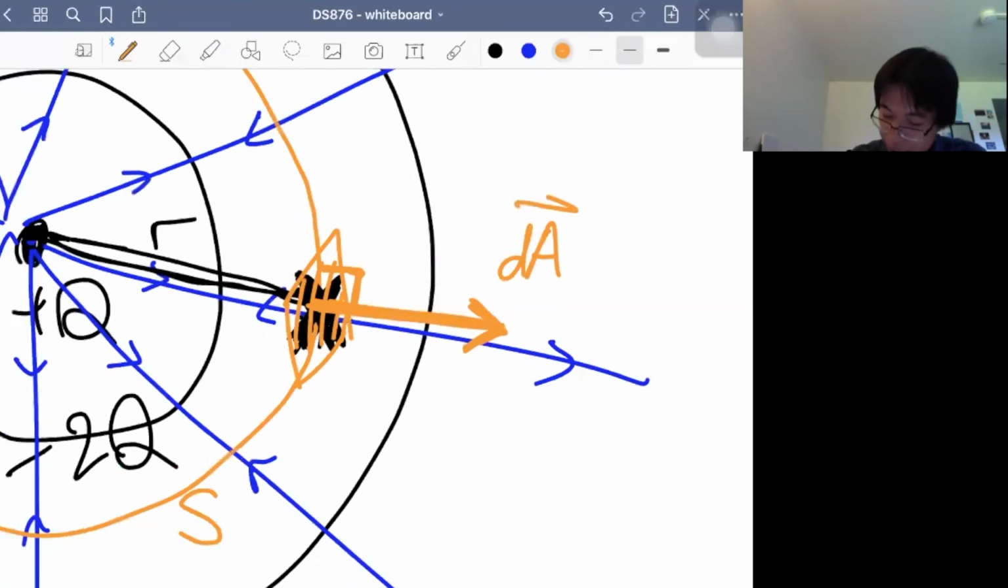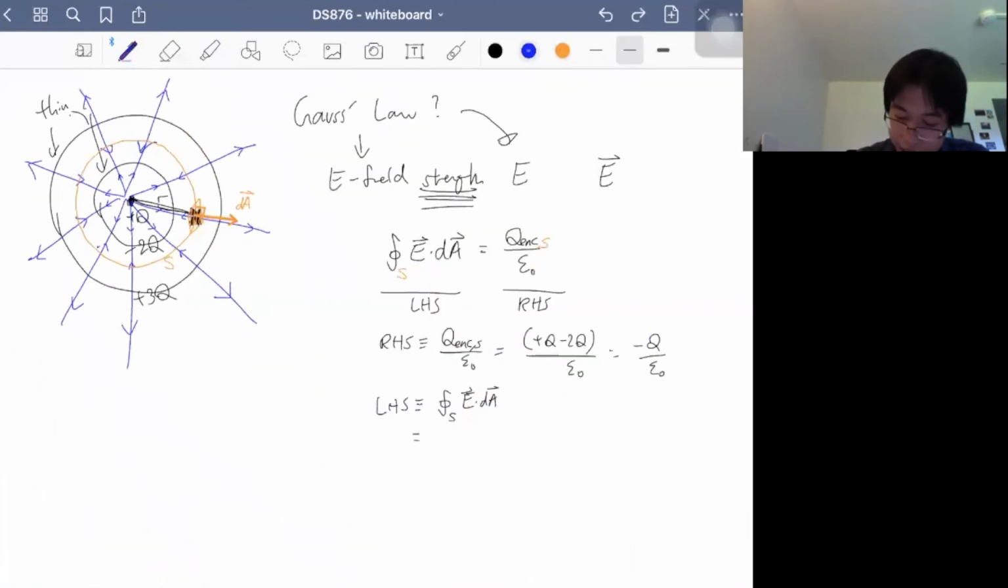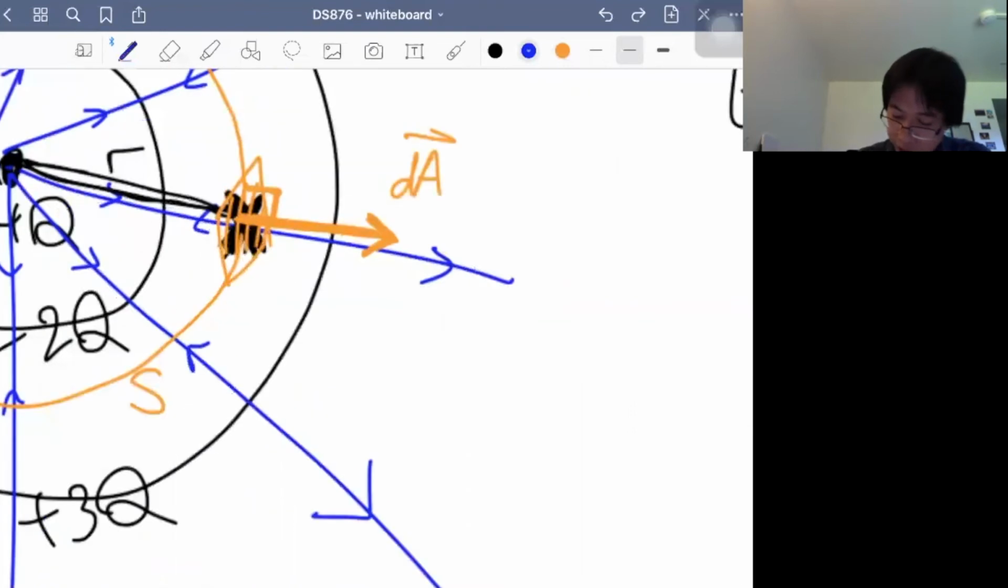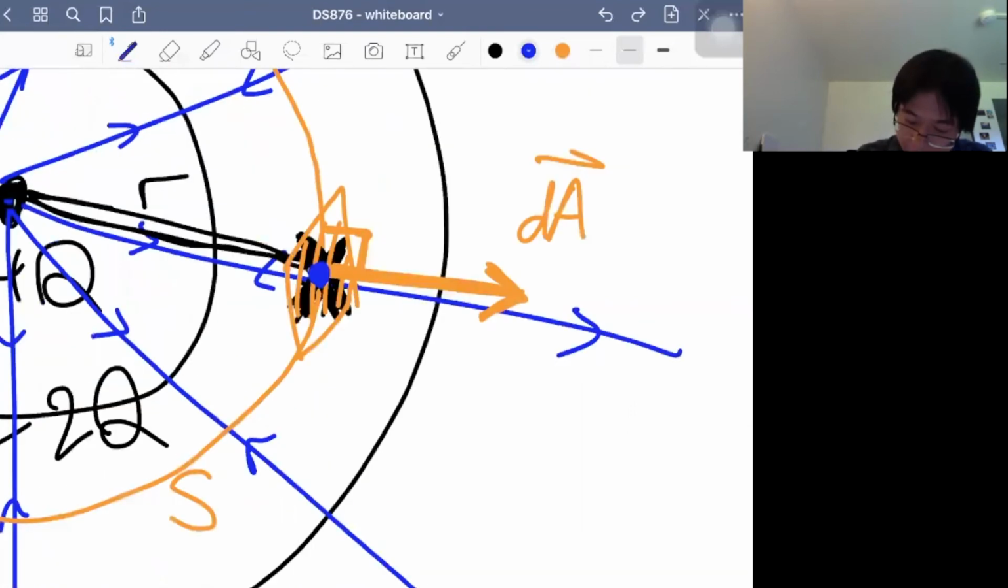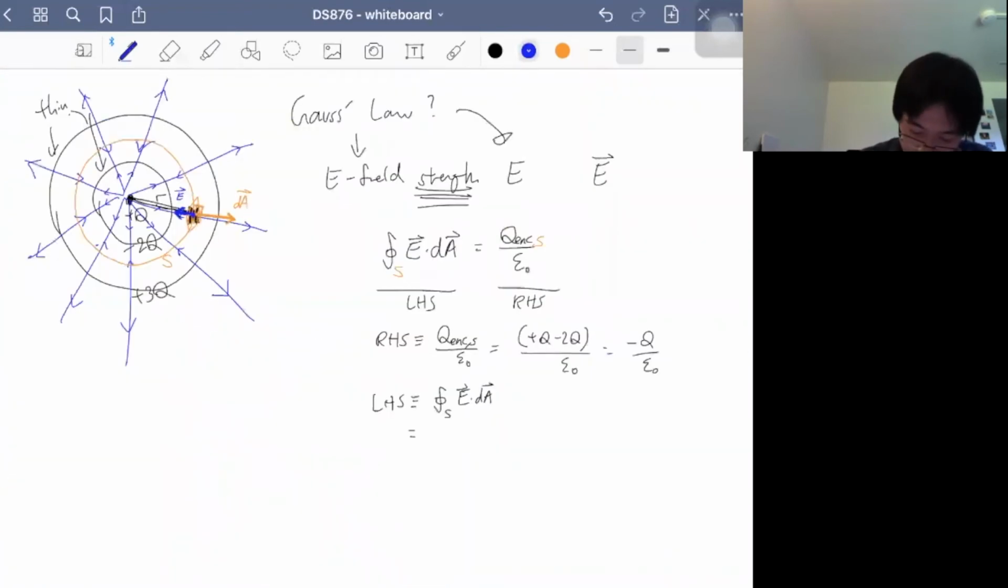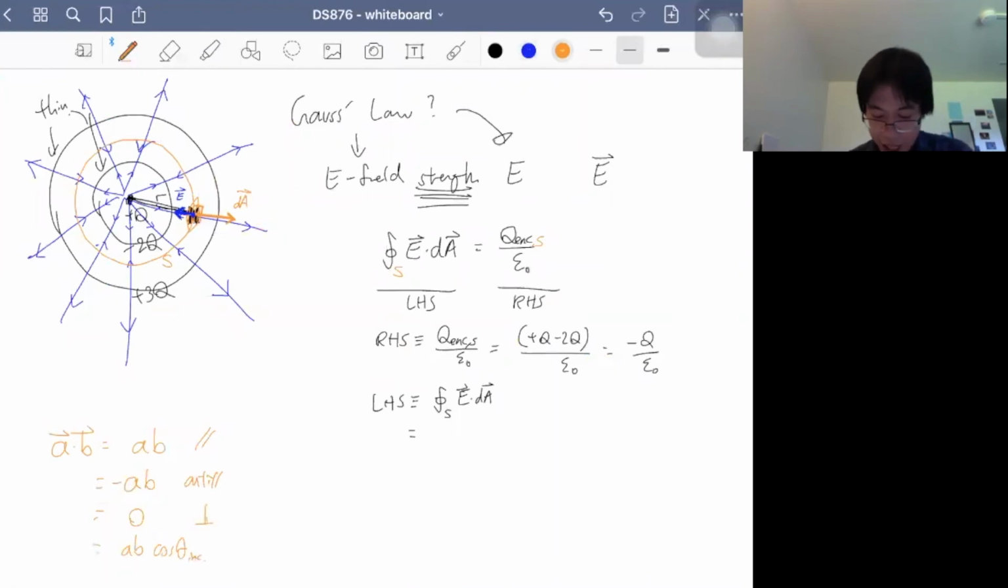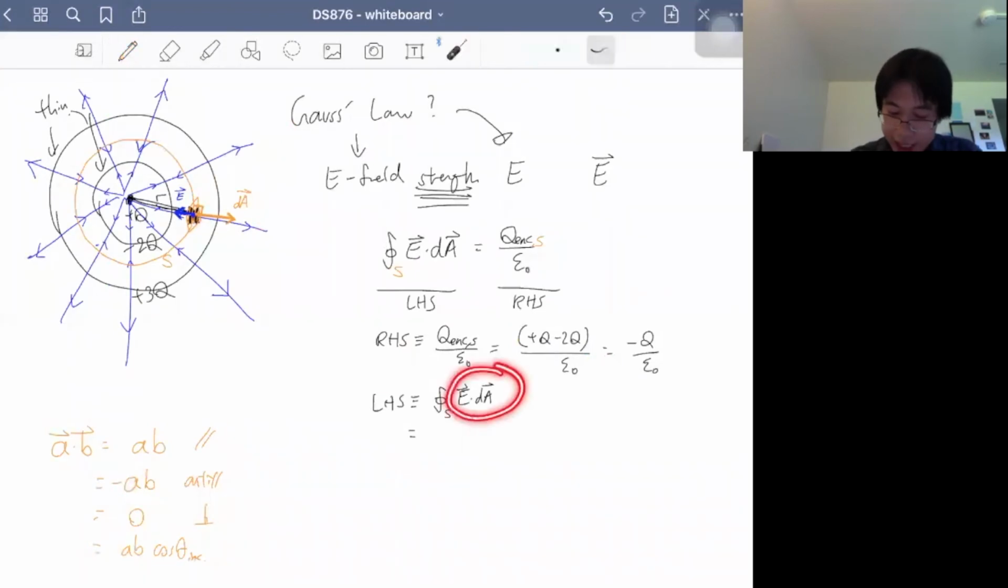Okay, so that's dA. How about E? E is the electric field. Electric field where? Electric field on S, right? So what's the electric field on S? Just look at the blue lines. It's pointing this way on S. All right, so now you just need to do E dot dA. Now you need to remember dot products. How do dot products work? There's three answers. It can either be AB if they are parallel. It can be minus AB if they're anti-parallel. Or they can be 0 if they are perpendicular, right? The general formula is AB cosine theta. Theta is the included angle. So if they're 90 degrees, it's 0, cosine 90 degrees. If it's 180 degrees, it's minus 1. So in this case, E dot dA, which case is it?